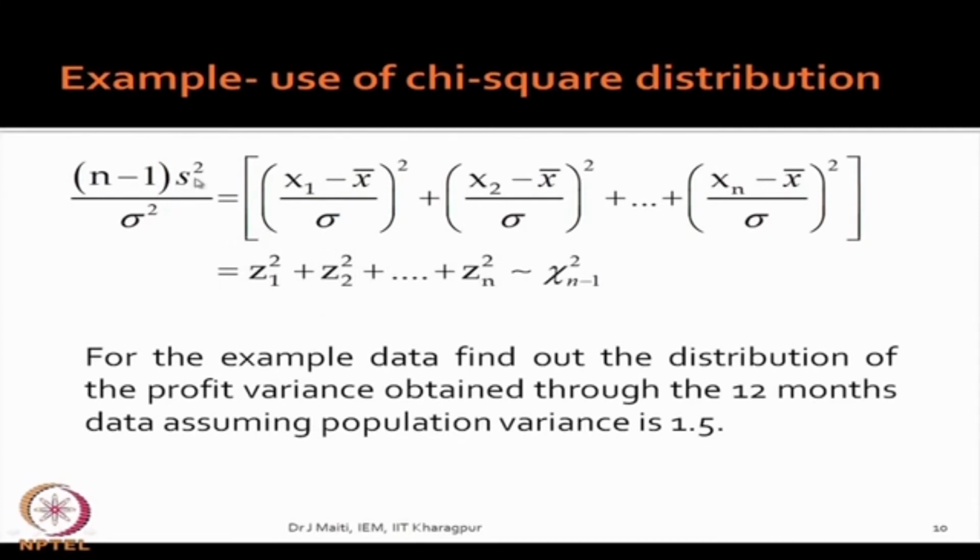The numerator is nothing but the formula we have given: (x1 minus x bar) square plus (x2 minus x bar) square plus up to (xn minus x bar) square, and sigma square is divided. This sigma square is the population variance. Now this quantity is coming like z1 square plus z2 square plus zn square. So it is the sum total of normal variables squared. So, it is chi-square distribution.